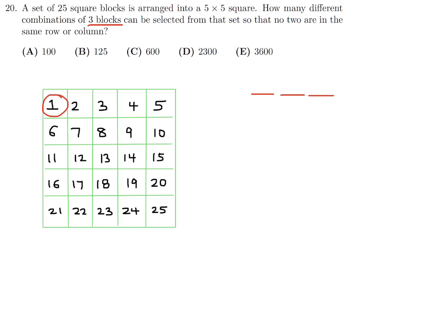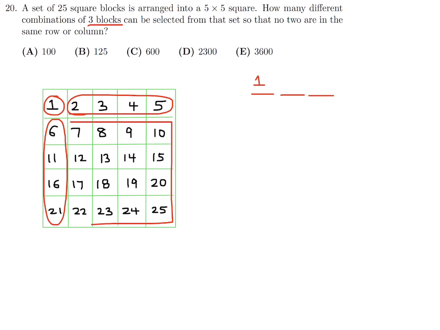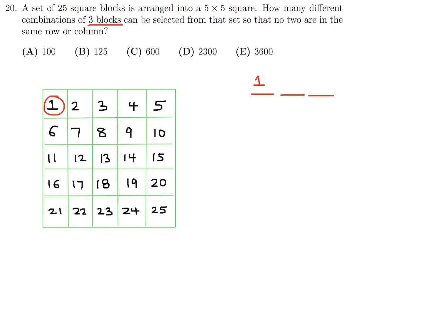So let's just start with this block right here. Block number 1. Like that. And if I do that, that's great. But now I'm not allowed to choose any of these. Why? Because they're in the same row. I'm also not allowed to choose any of those. Why? Because they're in the same column. So I'm only allowed to choose from these guys. And how many of them are in that square that I just drew? Well, there's 16. So I've got 16 possible choices.